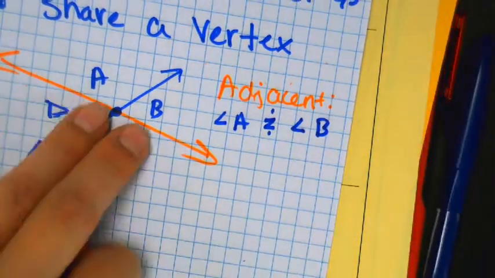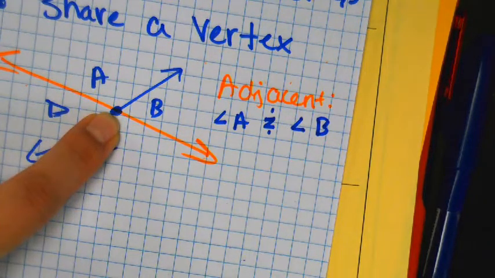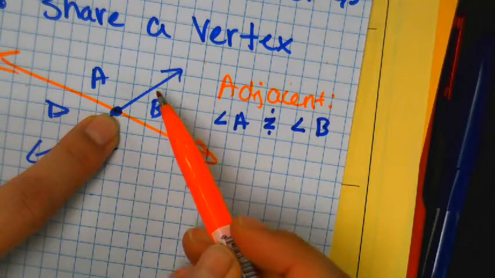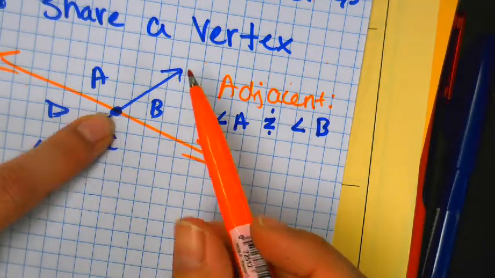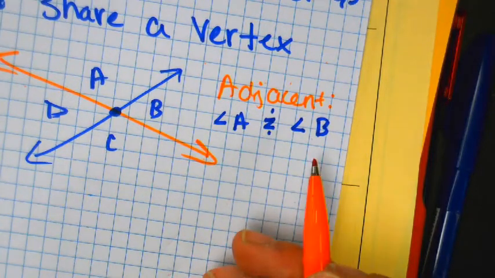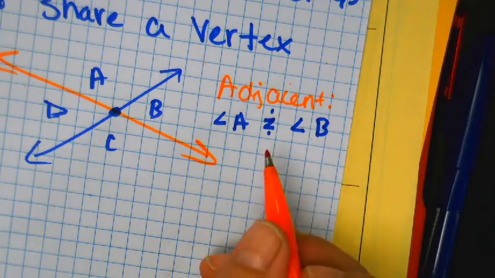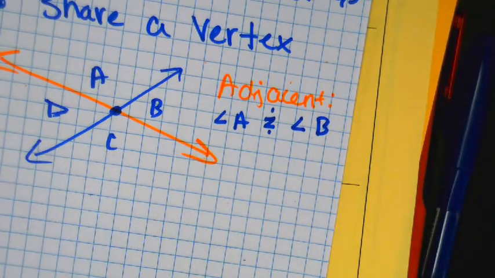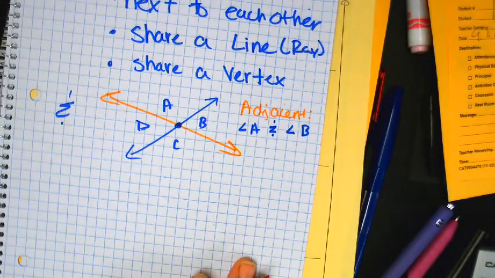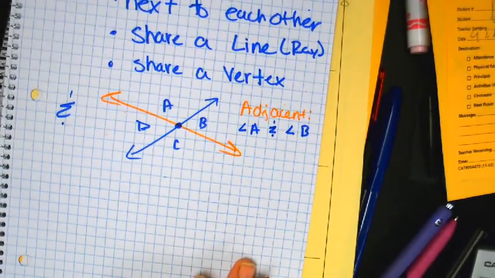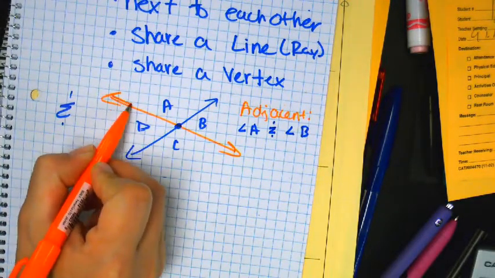So do you see how they're right next to each other? They share this vertex. And they share this line. Is that an equal? No. It's an and. I even told you 2 seconds ago, but apparently I didn't.